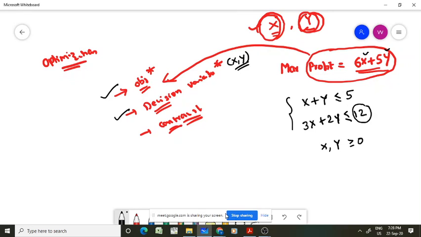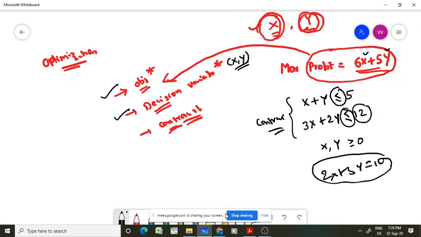Now these are called constraints. Here we are using the inequality sign, so they are called inequality constraints. In some examples we also have the equality sign, like 2X plus 3Y equal to 10. If you get this type of constraint, it's called an equality constraint, and the others are inequality constraints. So these are all called constraints, the third part of the optimization problem.